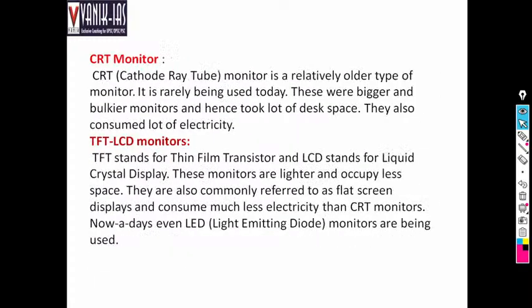And TFT LCD monitors, that is thin film transistor, are very slim monitors, and with light emitting diode, that is LED monitors, are extremely slim, right?